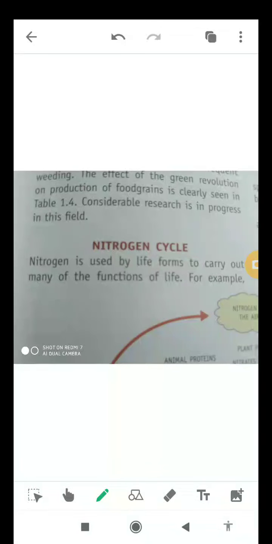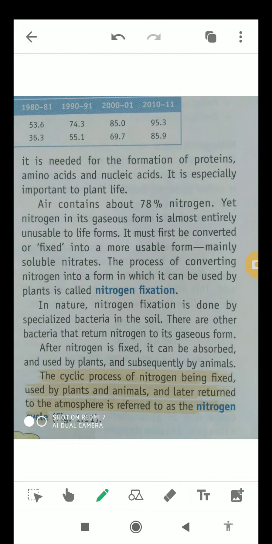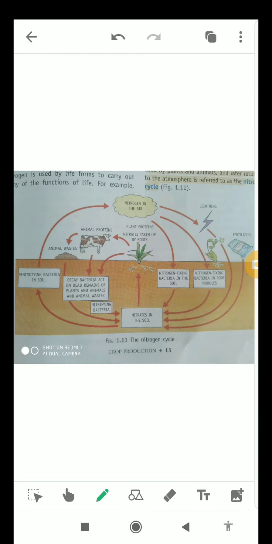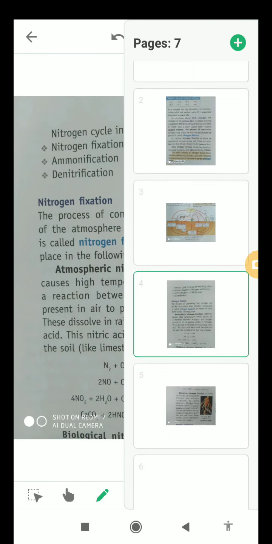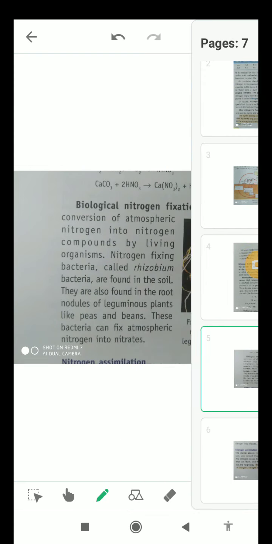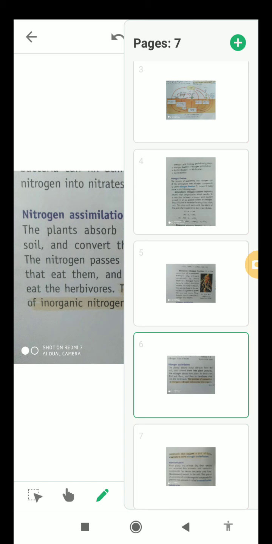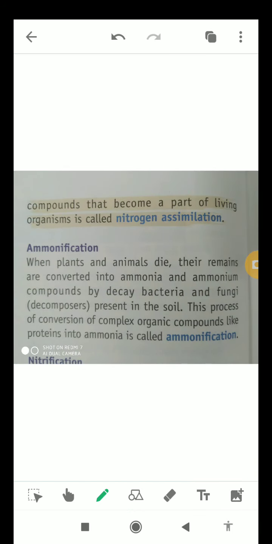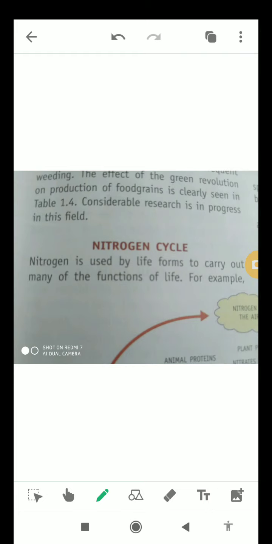Today, in this video of class Air Science, I'll tell you about the nitrogen cycle. Apart from this, I'll let you know about the nitrogen fixation process, and I'll also show you the diagram of the nitrogen cycle as well as nitrogen fixation. You will also come to know about biological nitrogen fixation, assimilation, and also ammonification. Let's start with the nitrogen cycle.